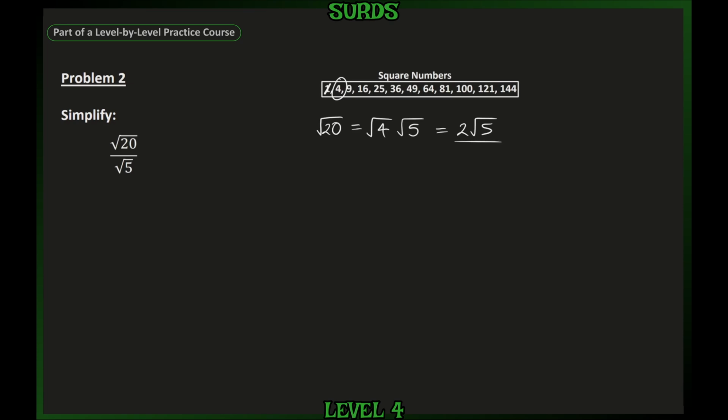So substituting root 20 with 2 root 5 in our fraction, we have 2 root 5 over root 5. And because we now have a square root of 5 on the numerator and the denominator, we can cancel those out and we're just left with 2. So 2 is our final answer to problem 2.